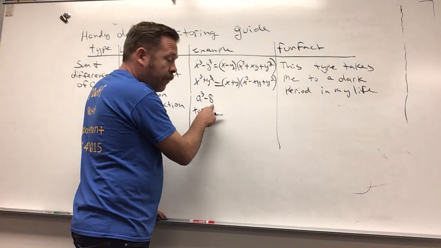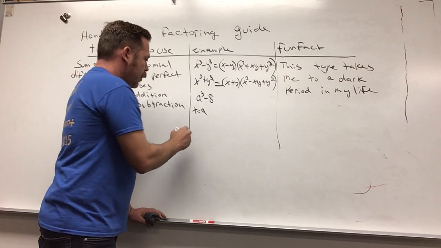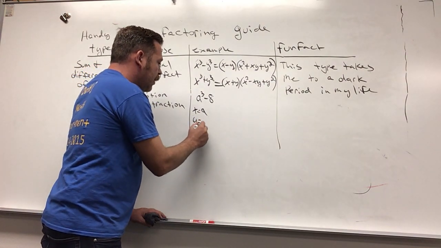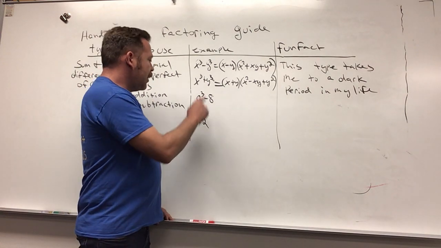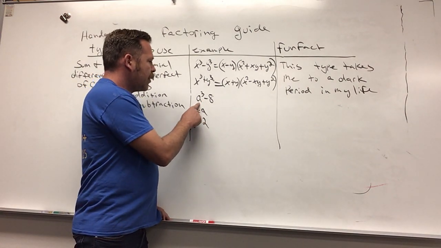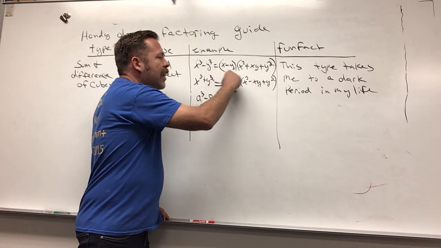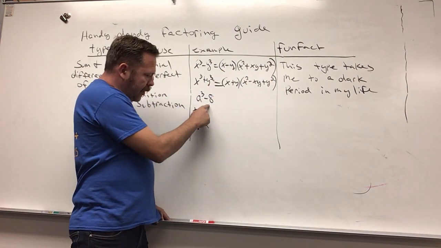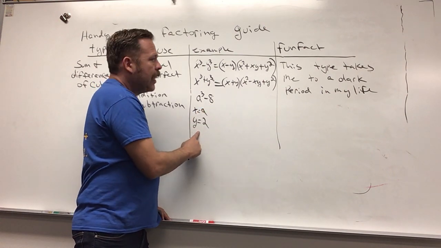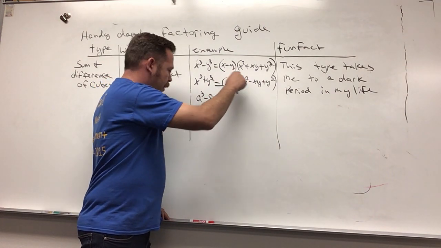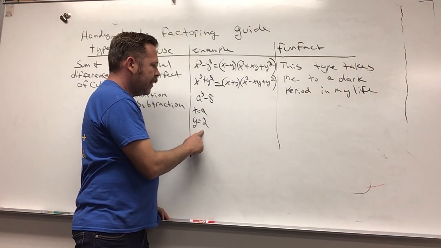And what's the cube root of 8? The cube root of 8 is 2. So my y, if you will, is 2. So now, by taking the cube root of the first term, I assign x to a, and now I can replace every x with a. And by taking the cube root of the second term, I'm calling that my y. And I can replace every y with 2. So now it's just a matter of plugging it in.